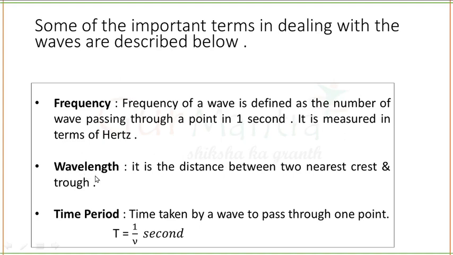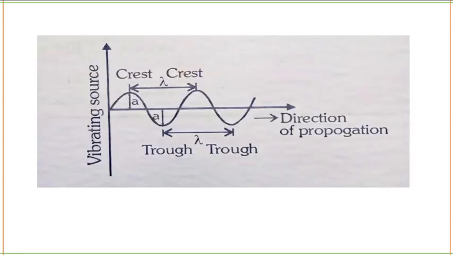Next term you have is wavelength. First of all, wavelength is denoted by a Greek symbol lambda. Wavelength could be simply defined as the distance between two nearest crests or troughs. As you have seen here, the distance between two nearest or two consecutive crests or two nearest consecutive troughs is known as lambda or wavelength.